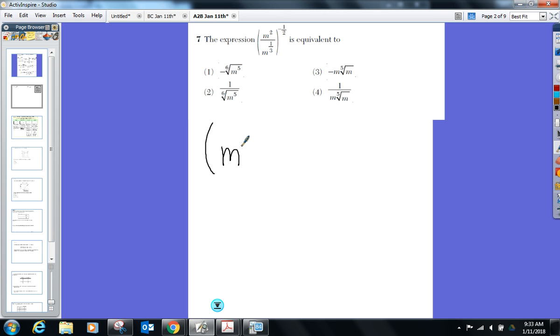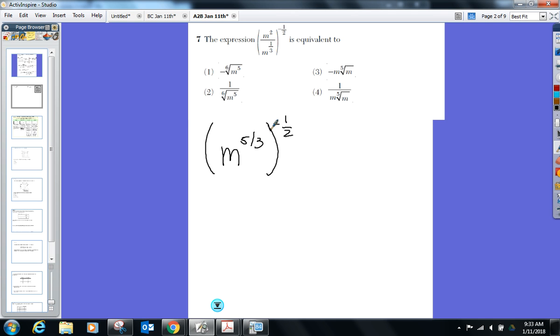Here we go, 2 minus a third. What are we looking at? 2 minus a third is 5 thirds. So this ends up being m to the 5 thirds, raised to the negative 1/2.